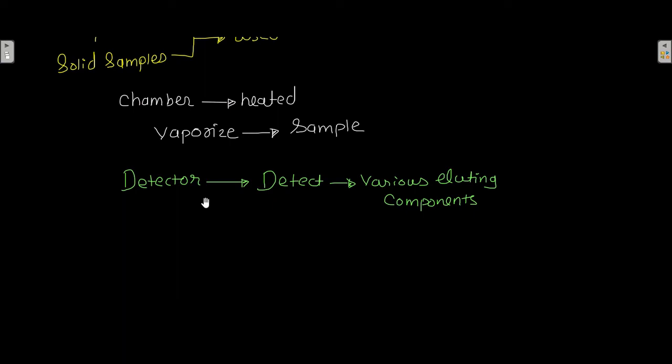At last you saw a detector, right? Now what is the use of that detector? Well, that detector is used to detect the various eluting components. So the components which are coming out of the system are studied by this detector.